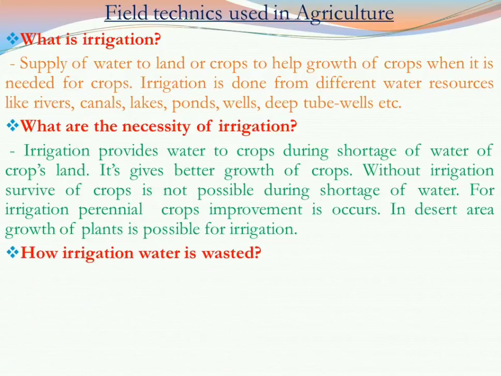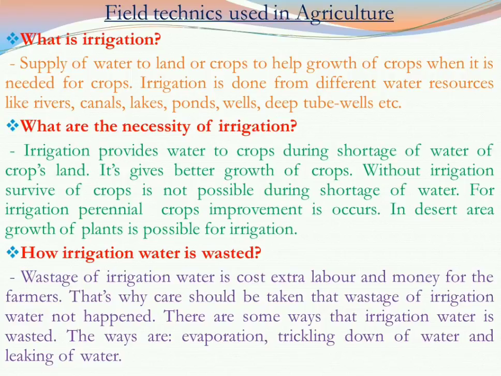Now sometimes irrigation water is wasted. Now let us know how the irrigation water is wasted. Wastage of irrigation water costs extra labor, because if the water is wasted, then again the farmer has to give water, and that costs labor and also money. That's why care should be taken that wastage of irrigation water does not happen.